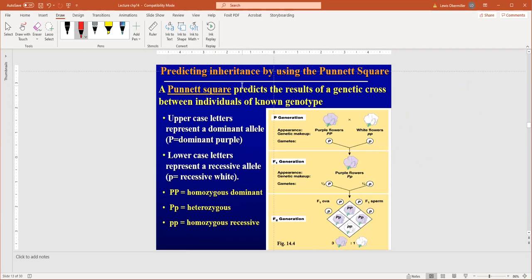Punnett squares are really useful. I use them sometimes just to make sure that I'm doing it right. But if you know the ratios, it's more in your favor to know that in a monohybrid cross, it's a 3-to-1 phenotypic ratio. It's a 1-to-2-to-1 genotypic ratio. And so you don't have to do the Punnett square, but hopefully you've done the Punnett square. And if you haven't, you should practice the Punnett square either from the questions in your textbook at the end of chapter 14, or the genetics problems that I put on Canvas.